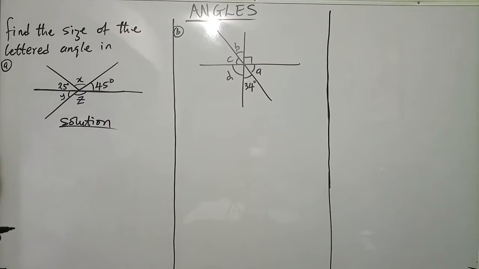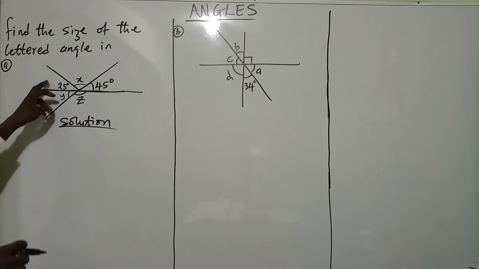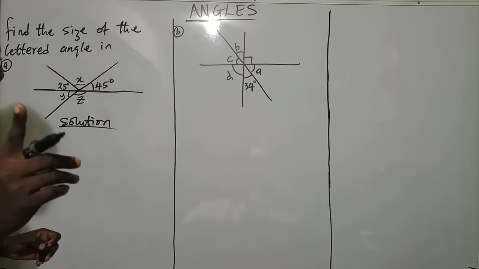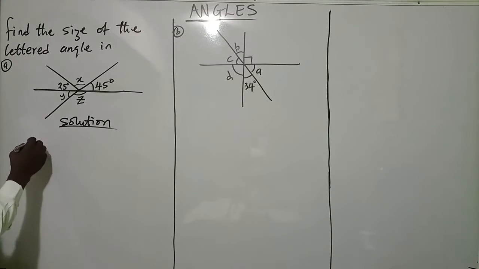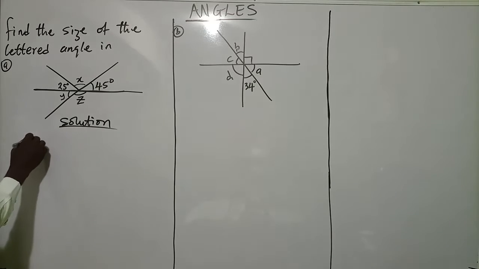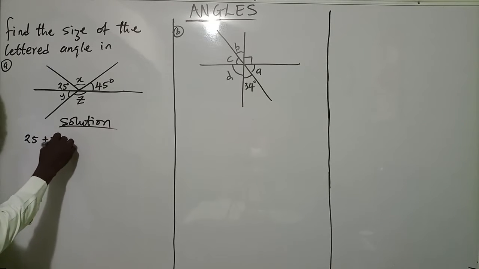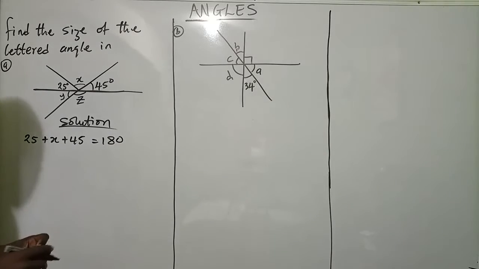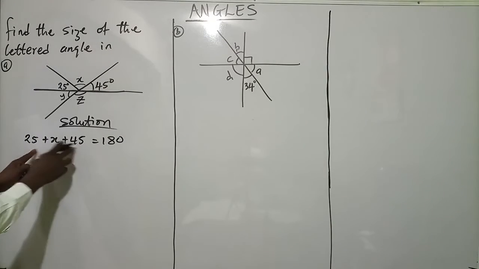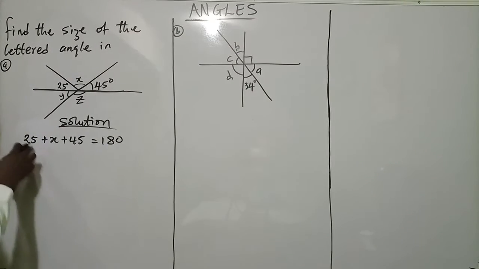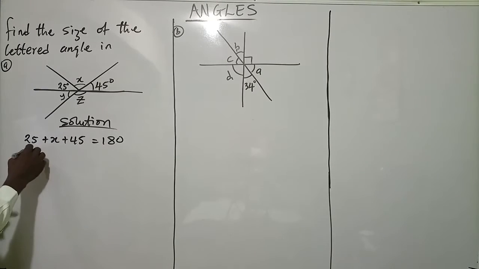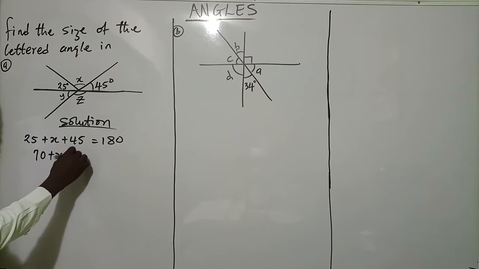And remember, one of the things we considered says that the sum of angles on a straight line is equal to what? You are right. You said 180 degrees. That is correct. It means that 25 plus x plus 45 is equal to 180 degrees. So what do we do here? We're going to add them together. 25 plus 45 will give us 70. So 70 plus x equals 180 degrees.